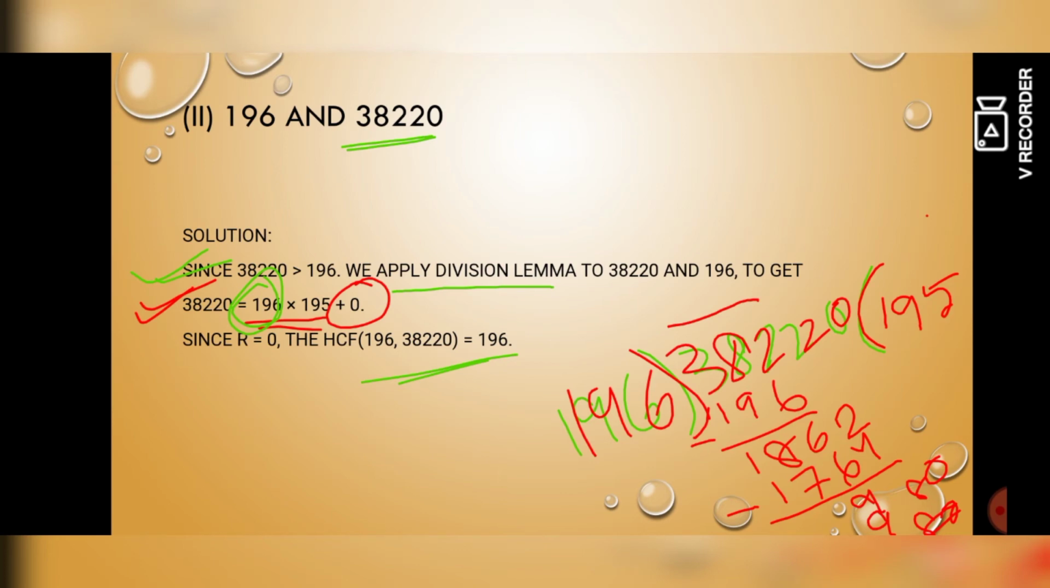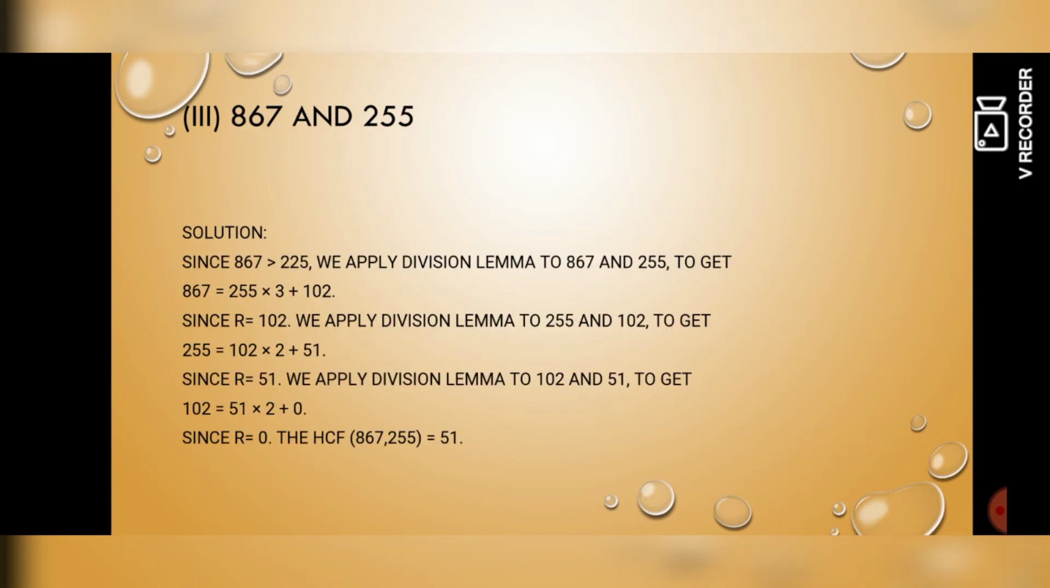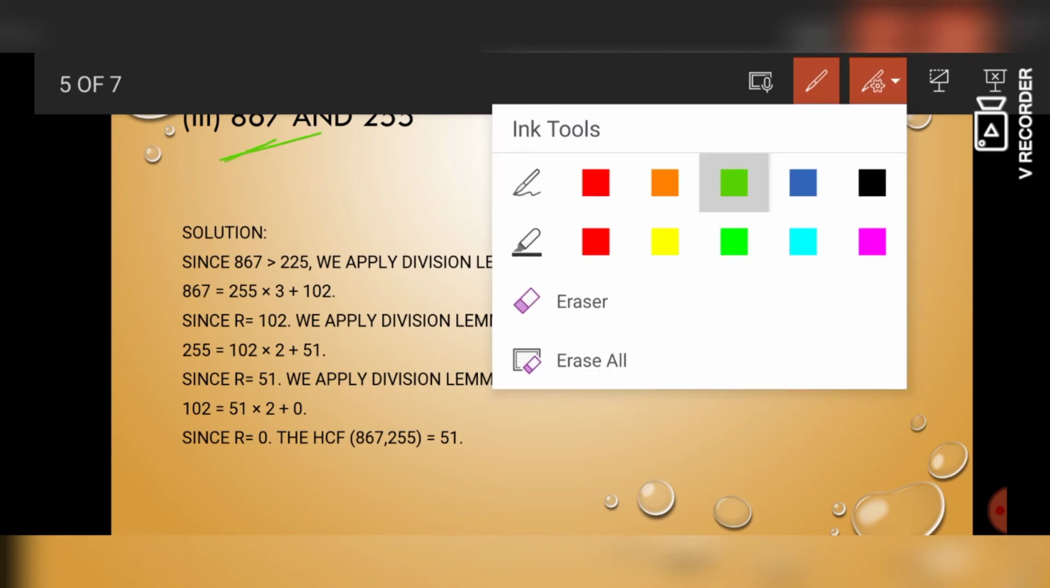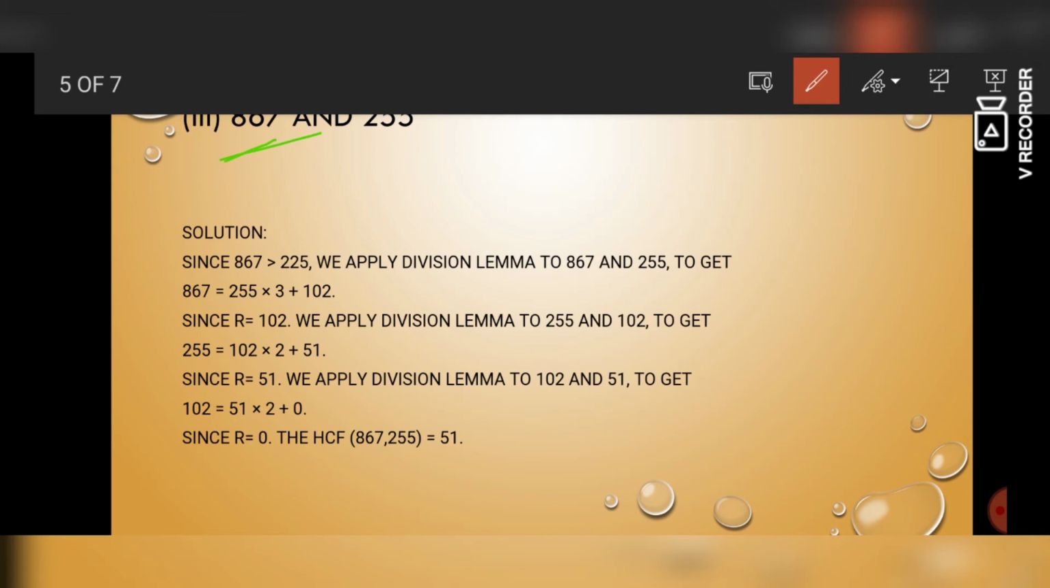Now let us see the third part. The third part of the first sum, and this is the last part of the first sum, we have 867 and 255. Out of 867 and 255, obviously 867 is the number which is bigger and 255 is less. So we will see this becomes our A and this becomes our B.